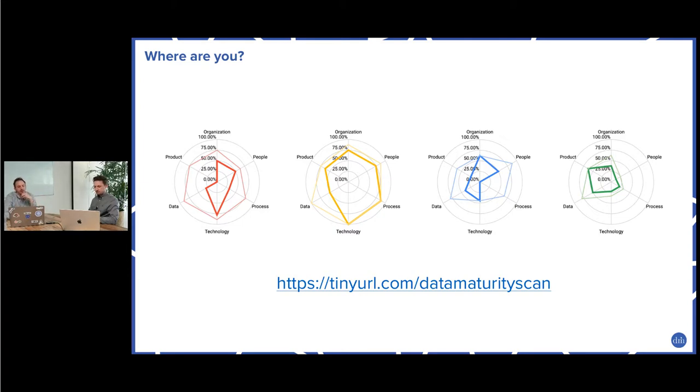The yellow example is a more mature company, quite advanced in all axes, but then again, you see them struggling with not making the data available to their users.